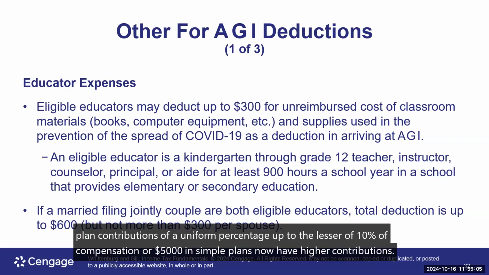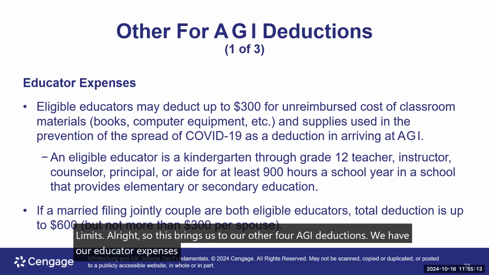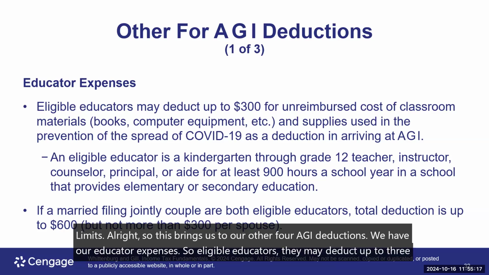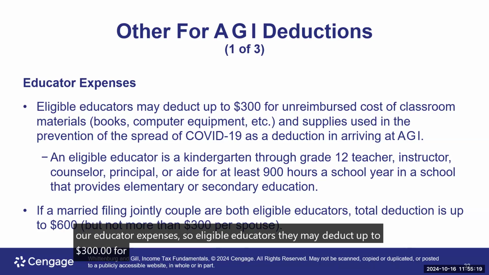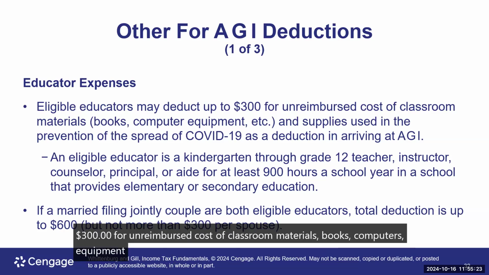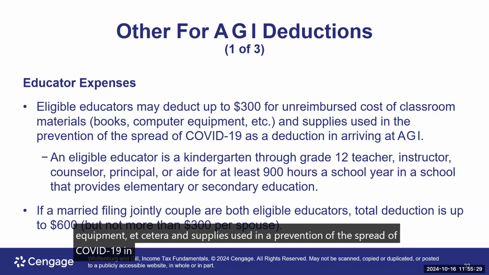All right, so this brings us to our other for AGI deductions. We have our educator expenses. So eligible educators may deduct up to $300 for unreimbursed cost of classroom materials, books, computers, equipment, etc., and supplies used in the prevention of the spread of COVID-19 in order to arrive at AGI.